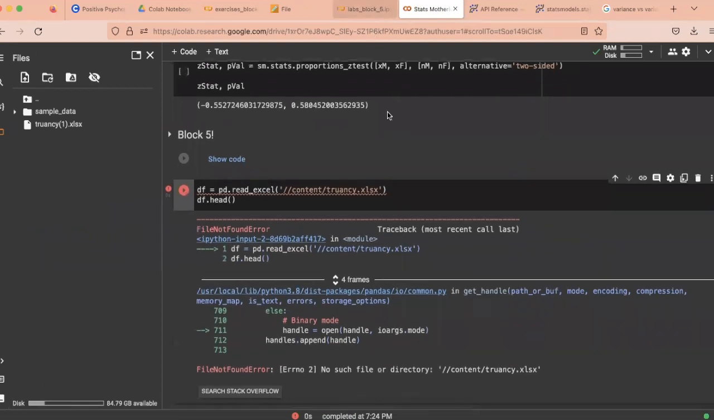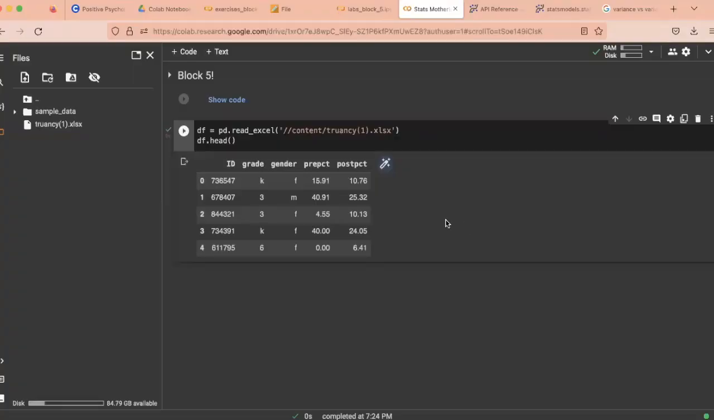What happened here? Give me 1 second. I probably didn't open this correctly. Okay, I got it up and running. It was just that I have it loaded as truancy 1, and this code I copied was truancy normal, or like truancy not 1.